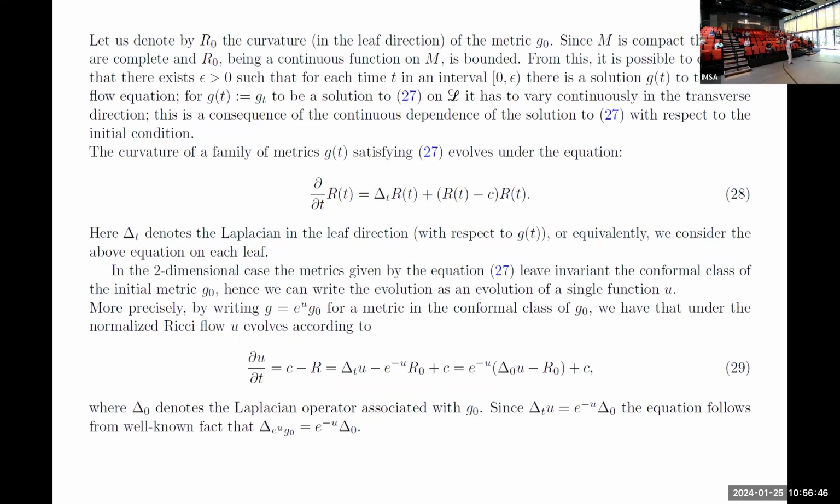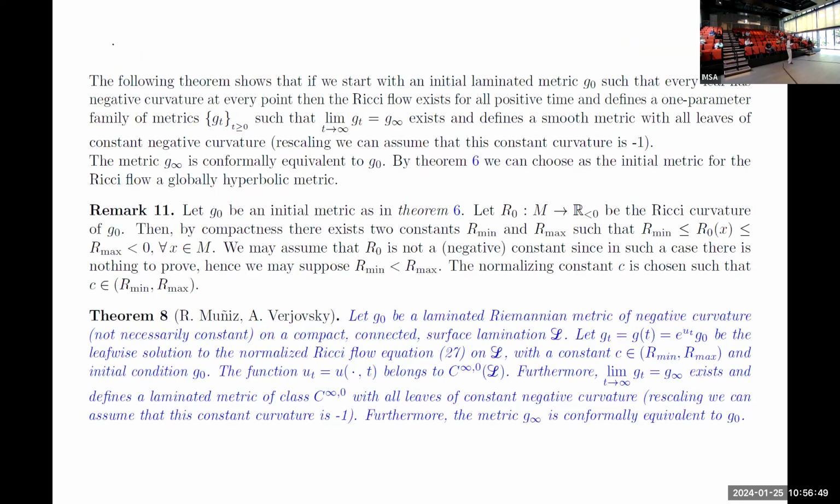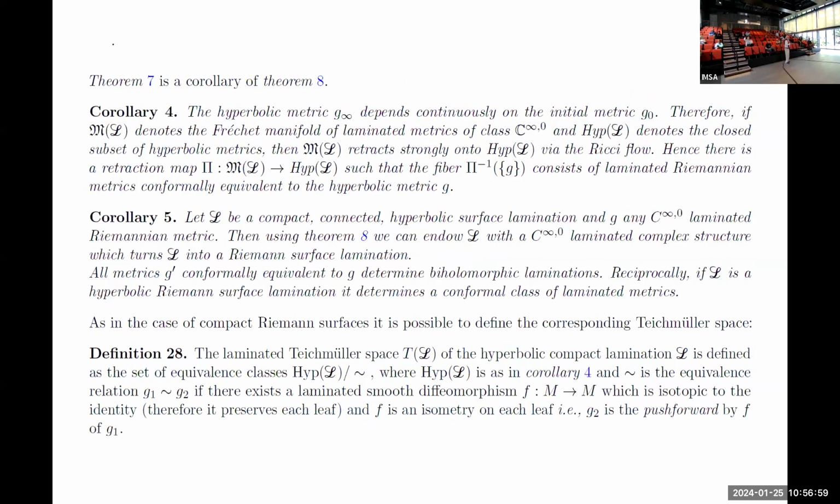This is technical, it's a paper of about 50 pages, not very long. And then you have a consequence: what you know for closed surfaces also holds here, if you have the metric, a leafwise metric. And you can describe the space, which consists of all laminated hyperbolic metrics.